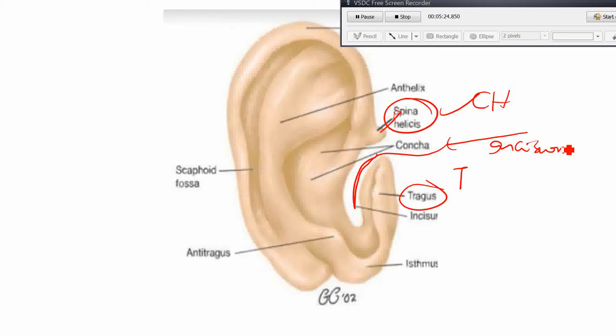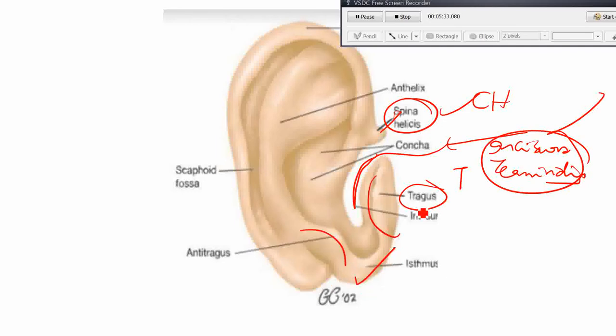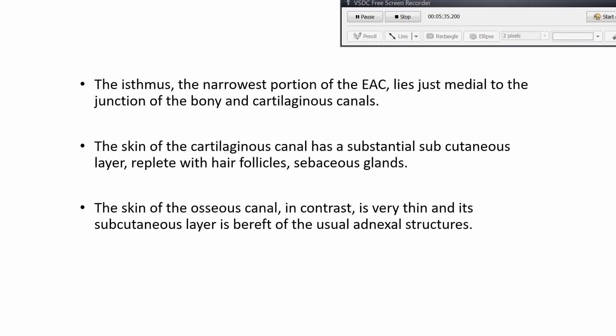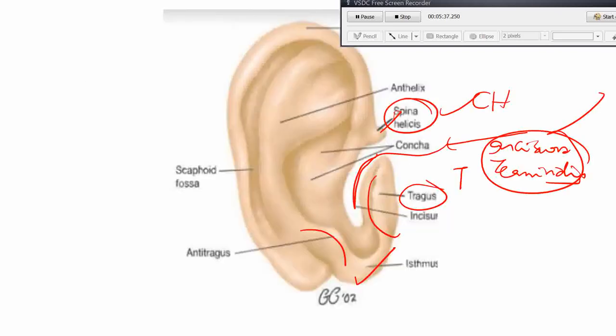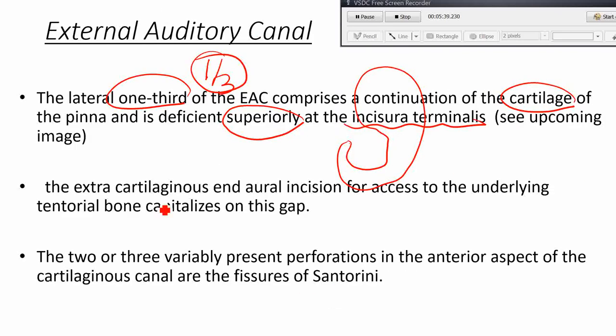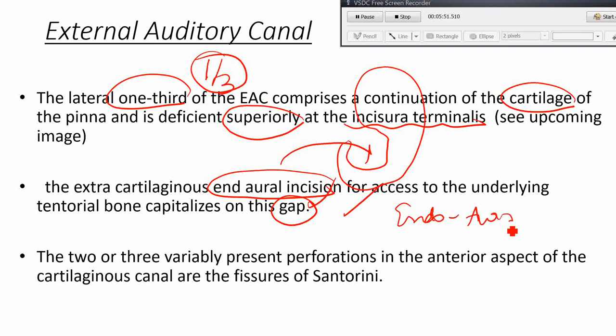This is called the incisura terminalis. This is the isthmus region between tragus and antitragus. An extra-cartilaginous endaural incision can be given through this gap. In this incisura, you can give the endaural incision. You can remember this endaural incision.